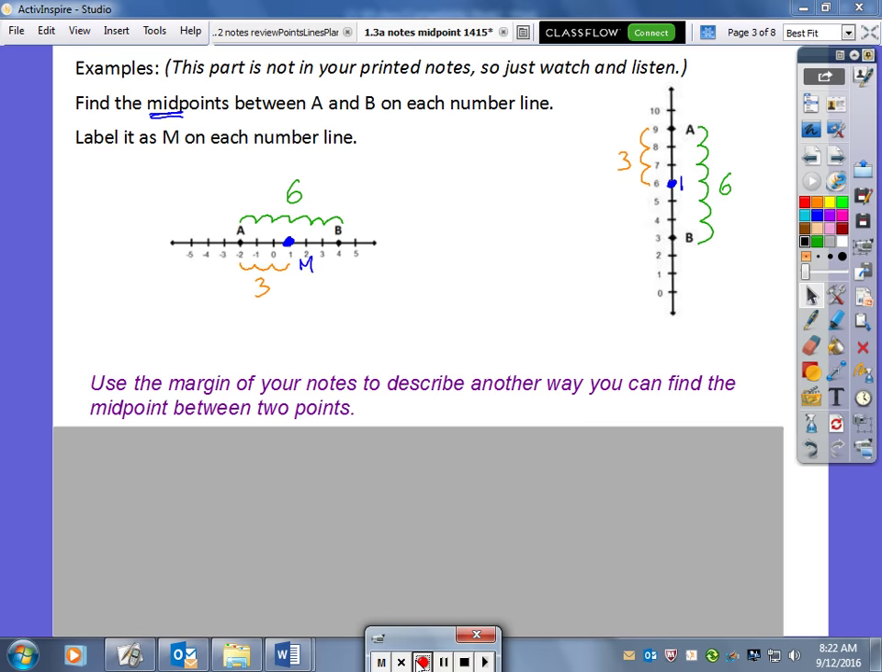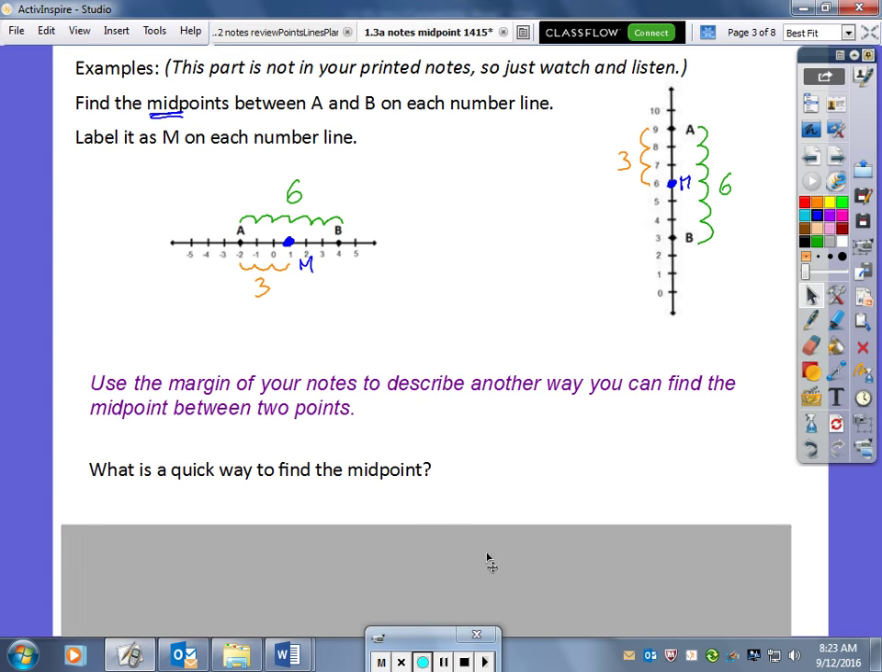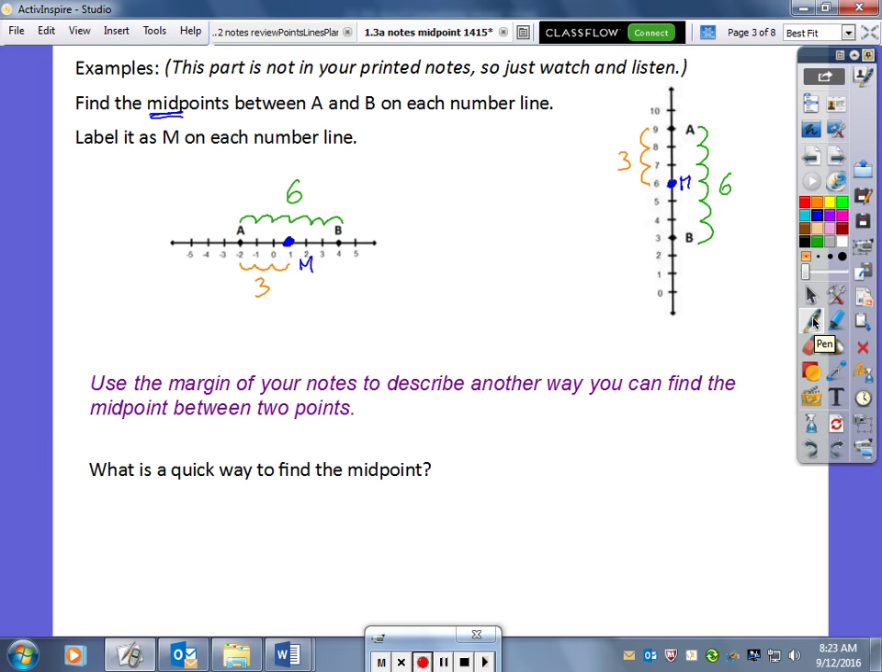This was fairly easy, and we can do this as long as the numbers are fairly small. Sometimes the numbers aren't that small, and therefore maybe there's another way to find the midpoint between 2 points. So I want you to stop the video and in the margin of your notes, describe another way that you can think about where you can find the midpoint between 2 points. What is another quick way to find the midpoint?